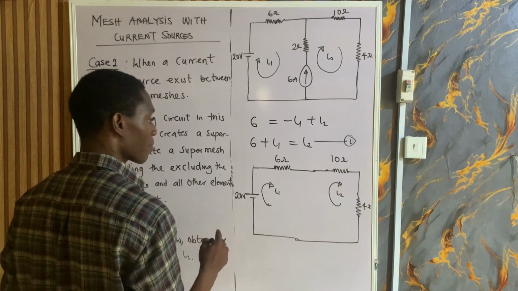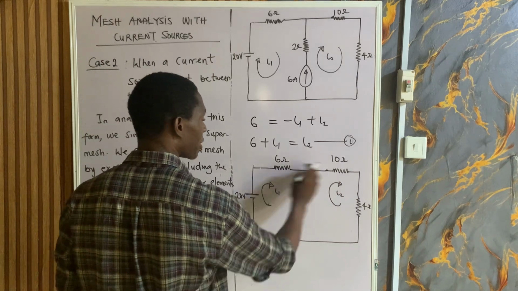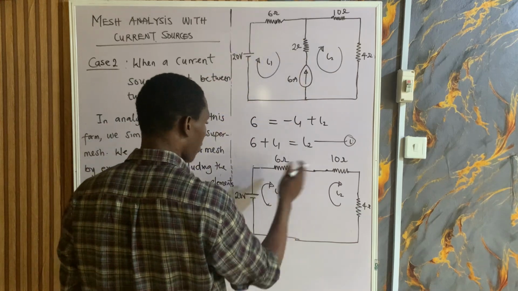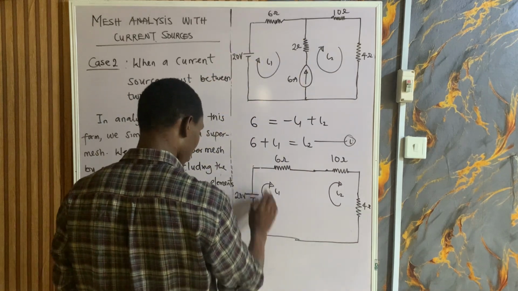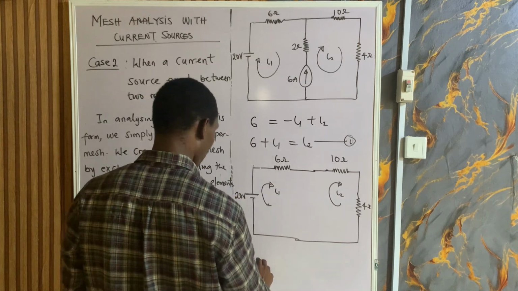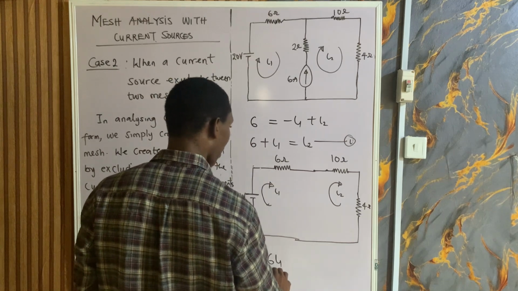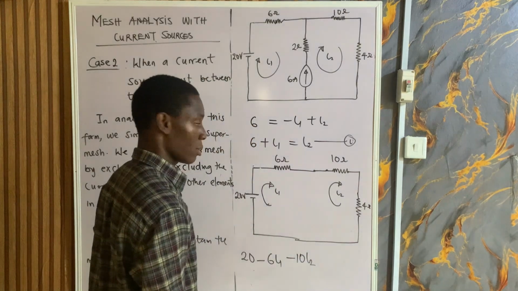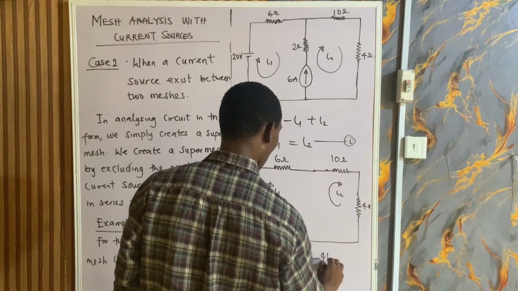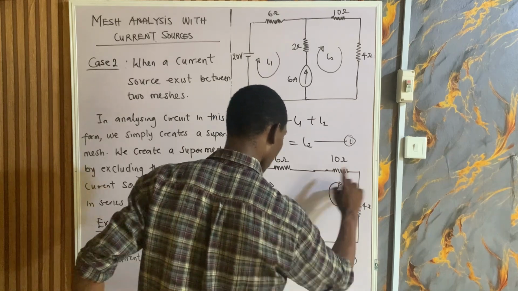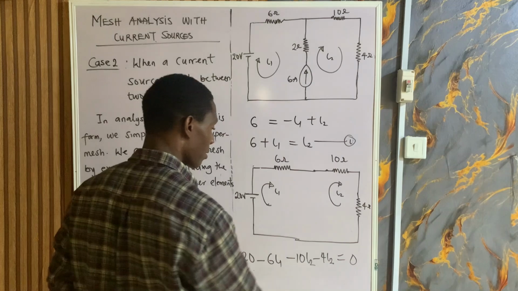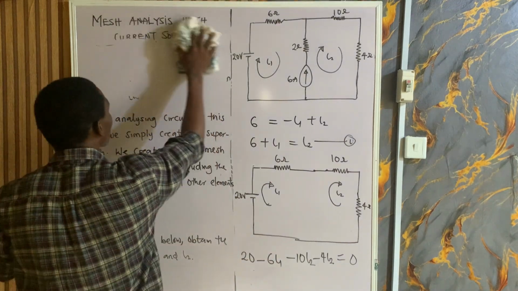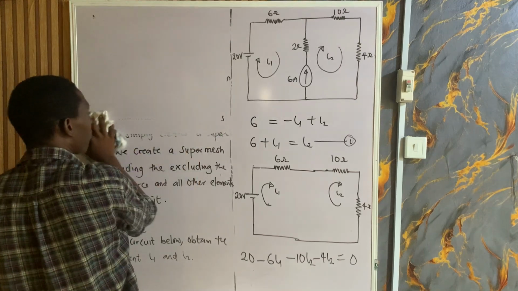So this is a super mesh now. When you remove the middle part, the current source and the resistor in series with it, you form a super mesh. So this will be plus 20, minus 6 I1, then for this, minus 10 I2 minus 4 I2 is equal to 0. I've summed up all the voltages using KVL equal to 0. So what flows here is I2, what flows here is I1. Then we can go ahead now to simplify that equation.